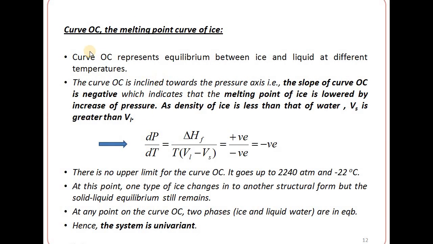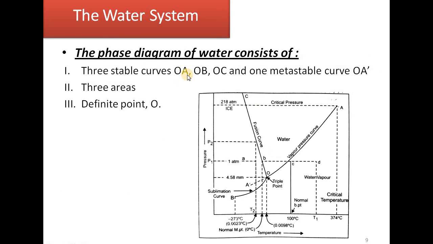The next one is the curve OC, the melting point curve of ice. Curve OC represents the equilibrium between ice and liquid at different temperatures. Along this curve we are having ice and liquid. Here is ice and here is the liquid water. These both are in equilibrium along the curve OC.